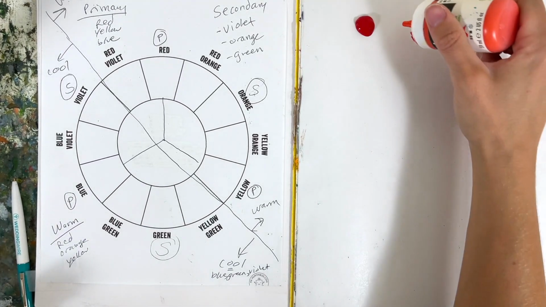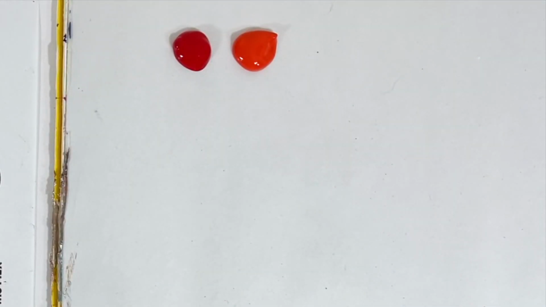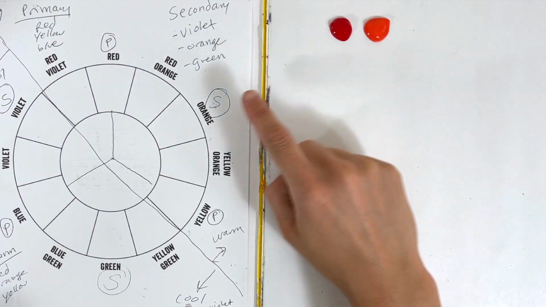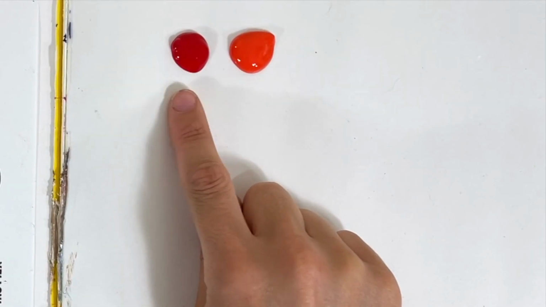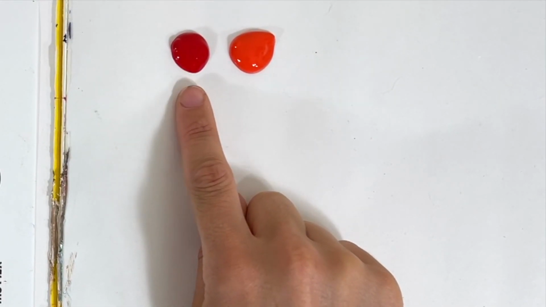and this is my cadmium red light. Those are both red, but you can see that they're very different. The cadmium red light almost looks like a red orange. It's a very warm red. And then my crimson red is a very cool red.